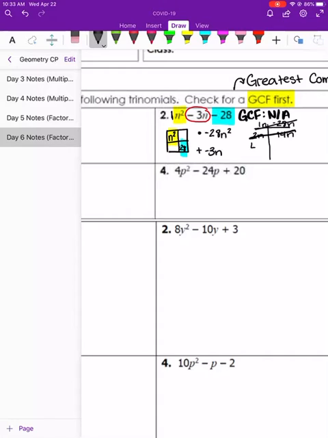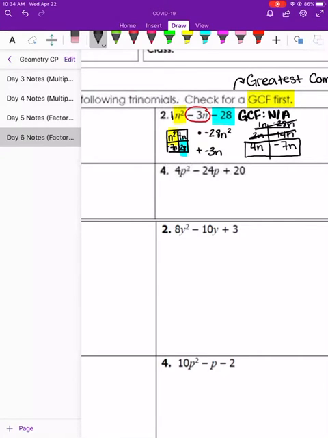I can't do anything with 3n because 3n doesn't go into negative 28n squared. So my next option is going to be to try a positive 4n. So it's going to be 4n times a negative 7n. Okay. Well, 4n times negative 7n gives me negative 28n squared. And when I add them, I do get negative 3n. So those are going to be my options. So I'm going to put a 4n up here and a negative 7n up here.